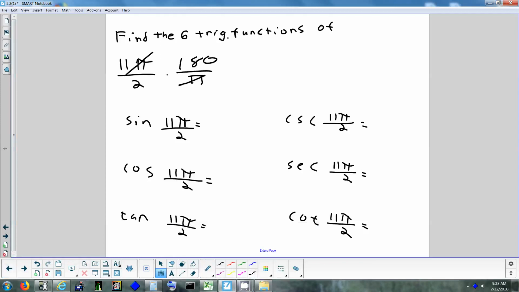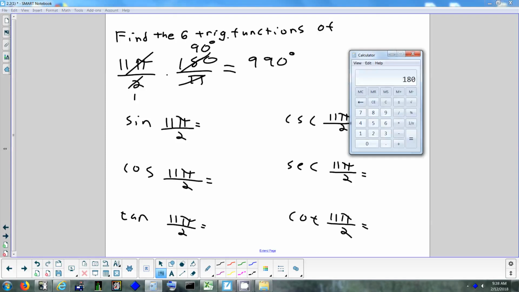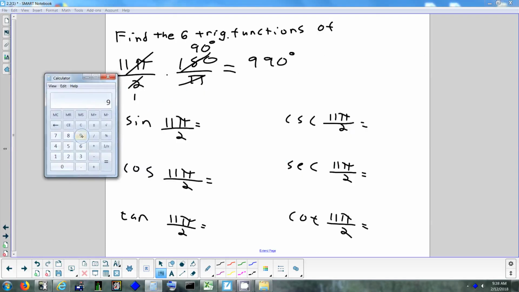180 over pi, cancel the pi's, and if I want, 2 goes into 180 how many times? 90. And now 11 times 90 gives me how many degrees? It's 990. Now, even though it's in degrees, I still think that's kind of a hard angle to visualize. So what can I do to 990 to make it smaller? Ethan? Take away 360. Yep. We'll take away 360, and you do it as many times as you need to. So 990. We'll do it once. That's not enough. Do it again. 270.